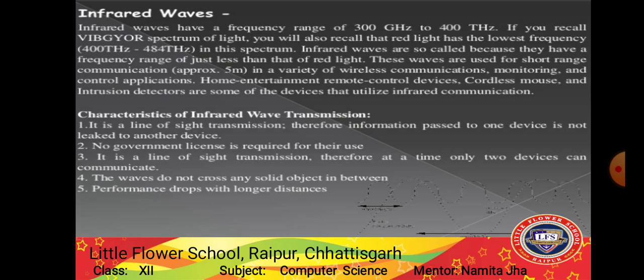Next, infrared waves. Infrared waves have a frequency range of 300 GHz to 400 THz. If you recall the visible spectrum of light, you will also recall that red light has the lowest frequency in this spectrum. Infrared waves are so called because they have a frequency range of just less than that of red light.